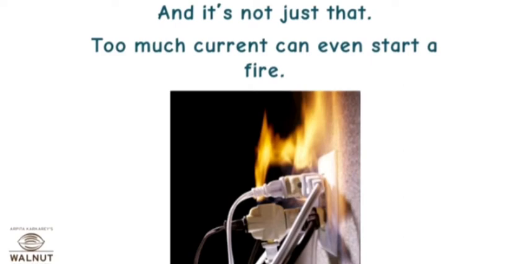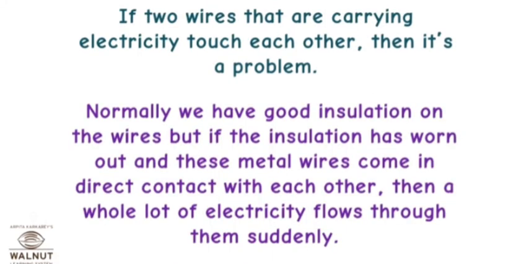Not only that, sometimes too much current can even start a fire. It can also cause fire. Now, if two wires that are carrying electricity touch each other, then it's a problem. Normally, we have good insulation on the wires, but if the insulation has worn out and these metal wires come in direct contact with each other, then a whole lot of electricity flows through them suddenly. As a result, what will happen?